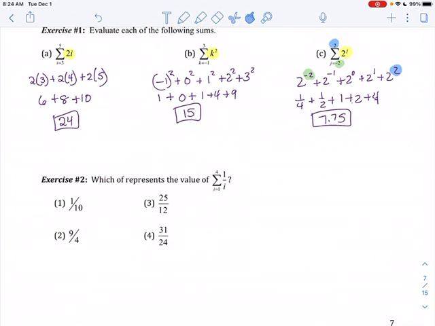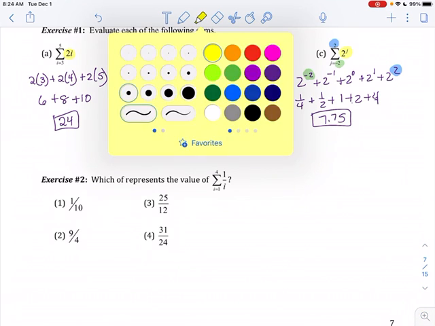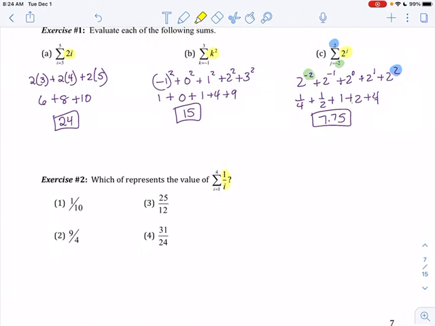All right. Here's a multiple choice. Which of the following represents the value of this? So I have the summation. I'm going to start with the number 1. This is my formula that I'm plugging it into. 1 over i. So I'm going to do 1 over 1, then I'm going to do 1 over 2, then I'm going to do 1 over 3, and the last term I'm plugging in is 4.